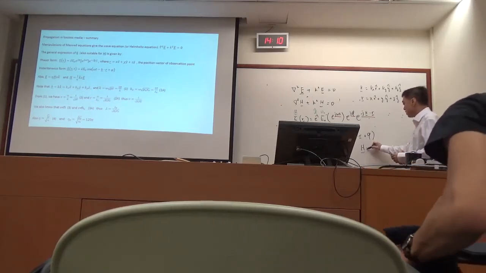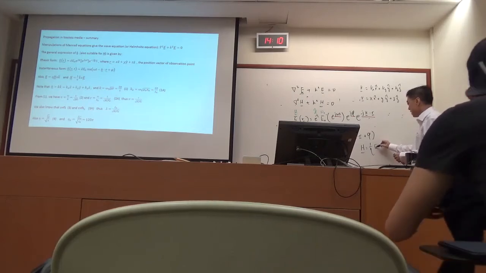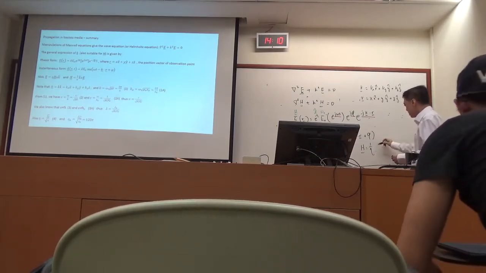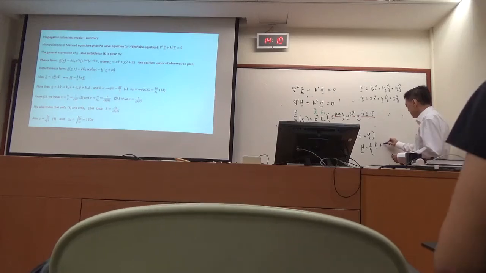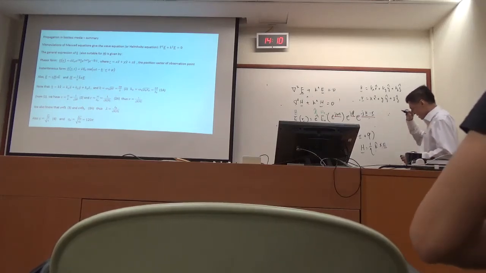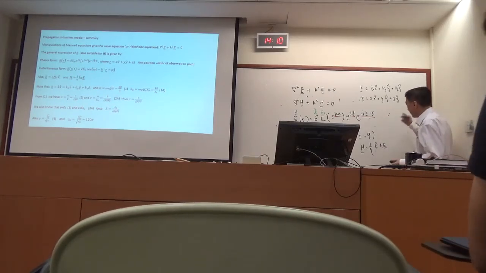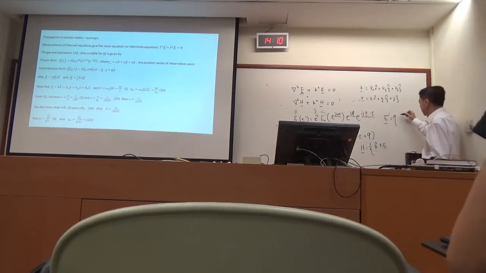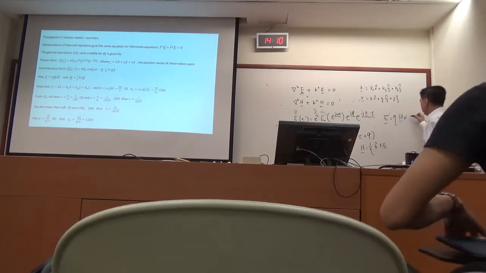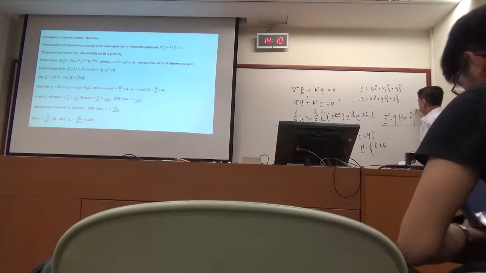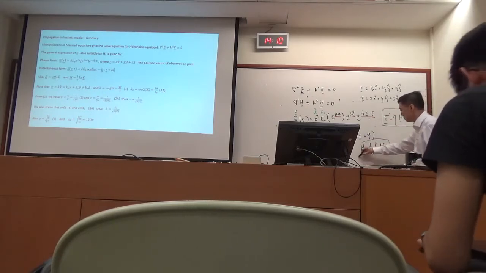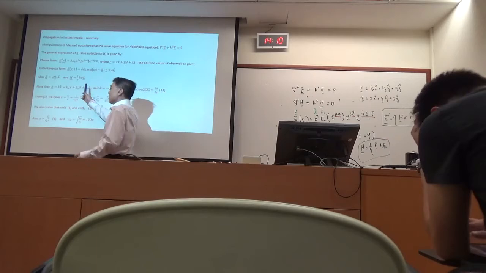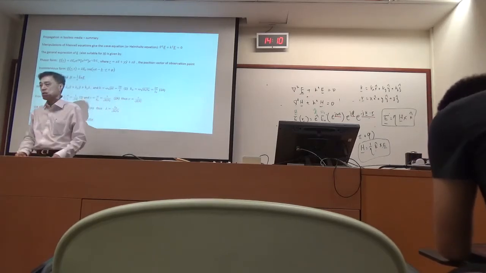H is equal to 1 over ζ times k̂ cross E, and E is equal to ζ times H cross k̂. I myself always forget the order. You go by these two equations, and when you have one, you convert to the other.